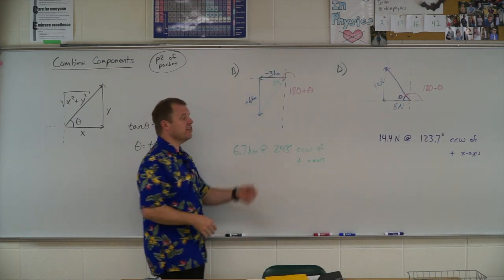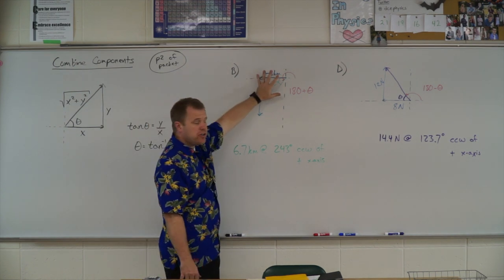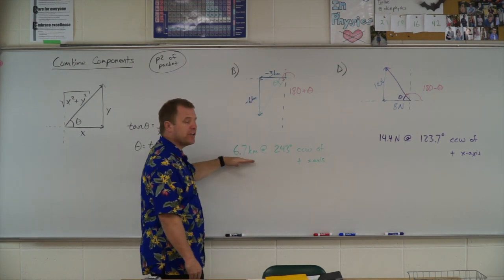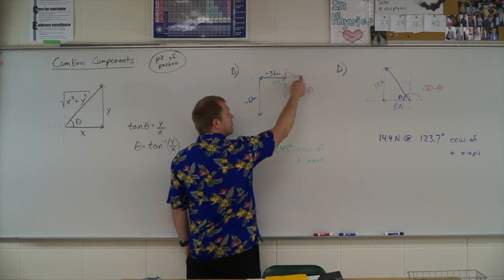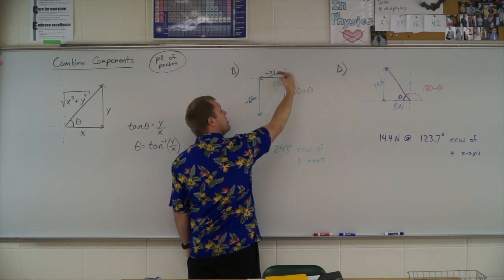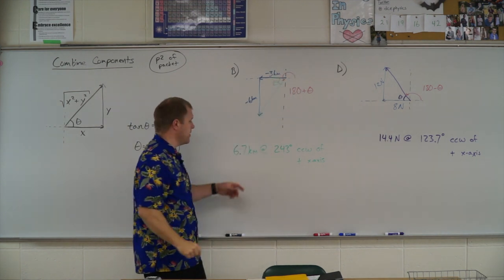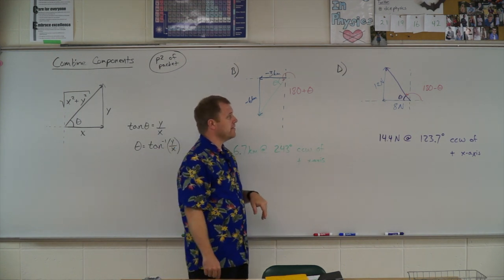All right, so let's take a look at B and D that you did on your own here. So you drew your picture. It should look something like this. You should have gotten 6.7 kilometers for the magnitude. To get the angle, you have to start over here at the positive x and rotate counterclockwise 180 degrees plus that theta value you figured out, for a total of 243 degrees counterclockwise of the positive x-axis.